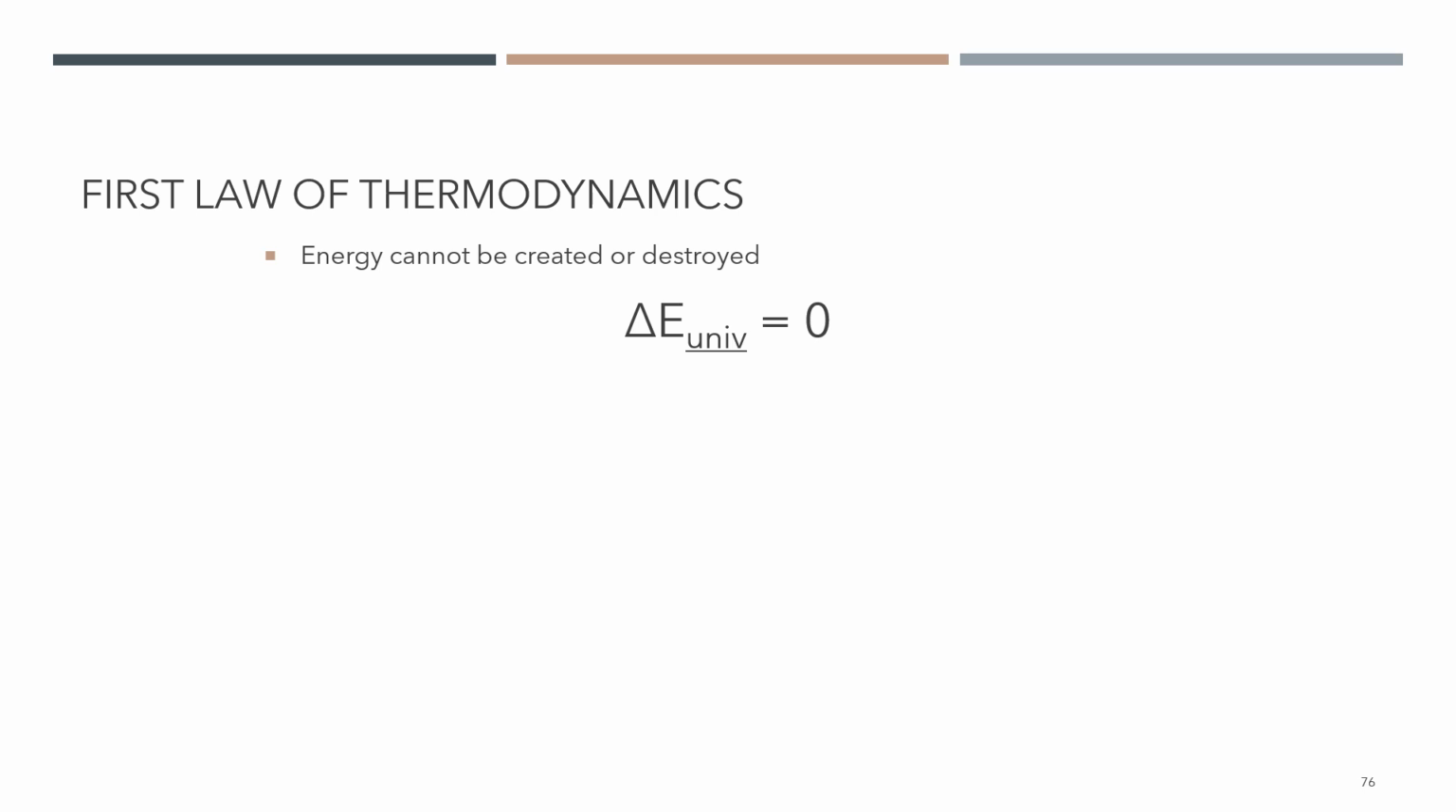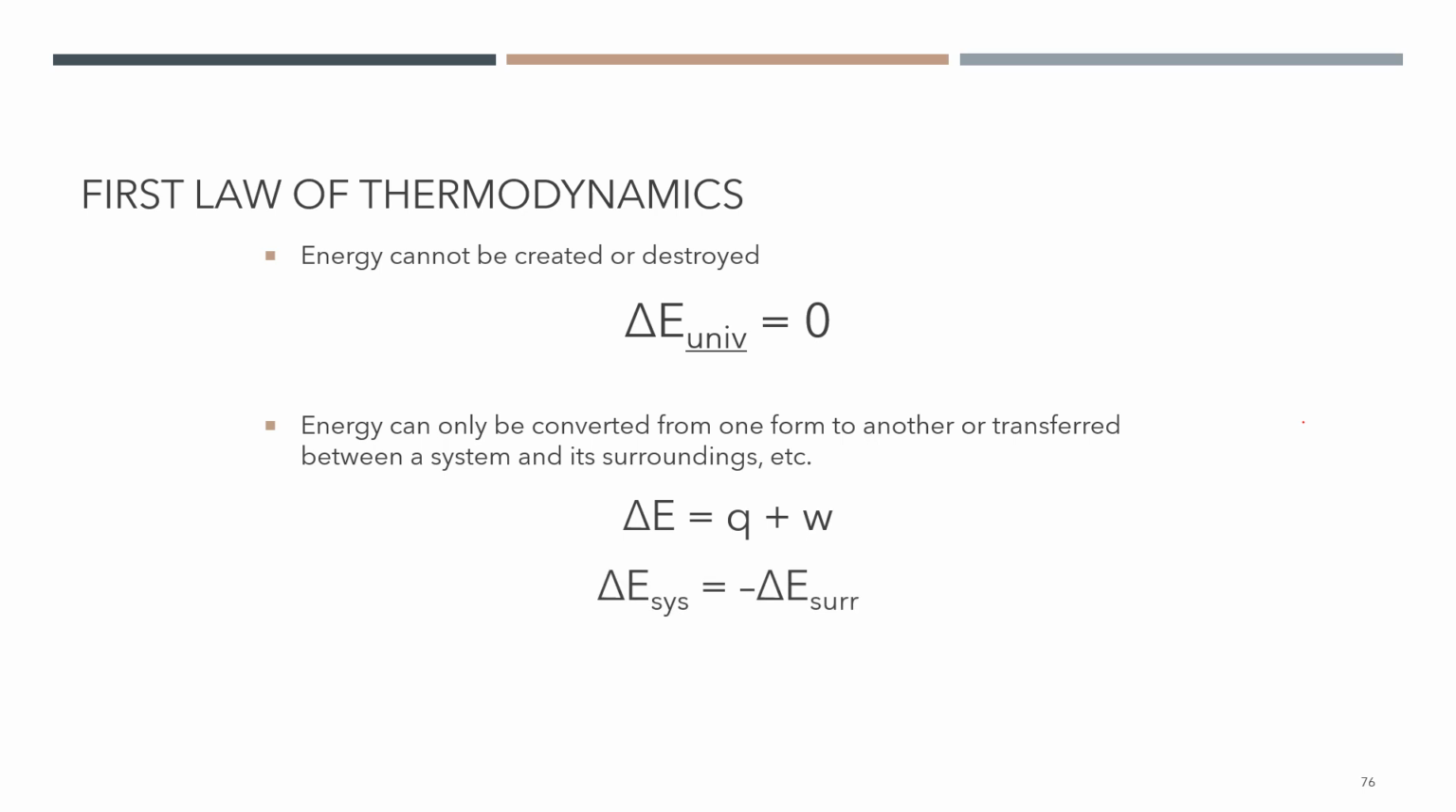The first law of thermodynamics is that the change in energy of the universe is zero. So energy is not going to be created or destroyed, and energy can only be converted from one form to another or transferred. The ways that it's transferred: the change in energy is equal to Q plus W. We talked about that earlier, so I'm not going to go too much into it. But I do want to talk about this.